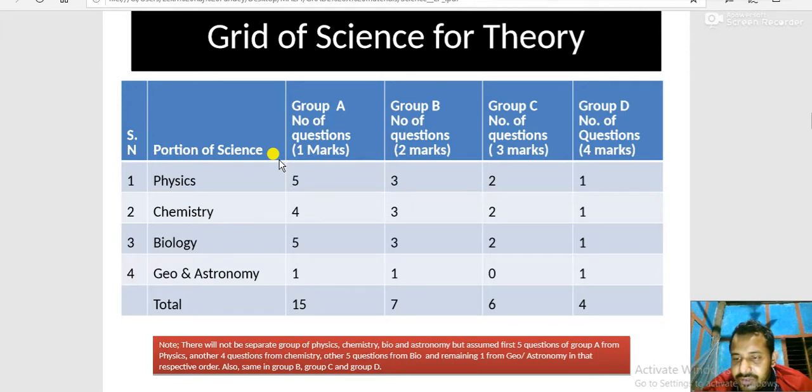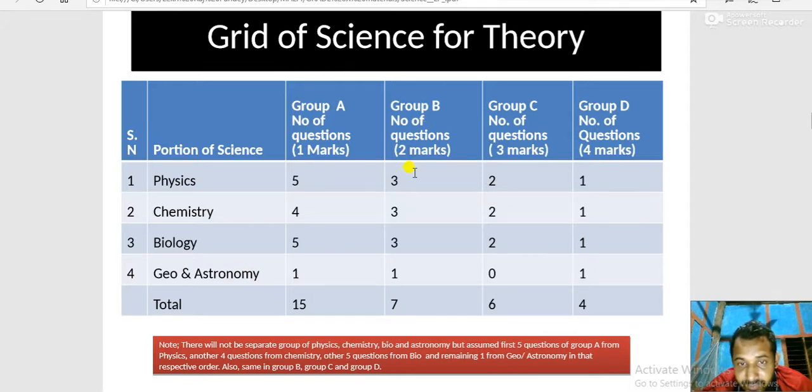There is no hard and fast rule, or an equation, but we imagine it this way. The first 5 questions come from physics, the next 4 questions come from chemistry, another 5 questions come from biology, and the last question from geo and astronomy. We believe in that way.